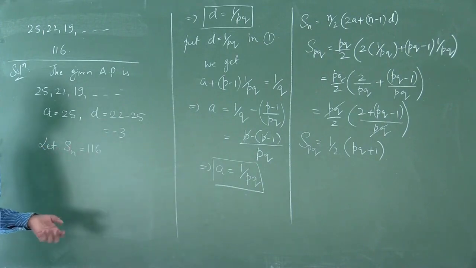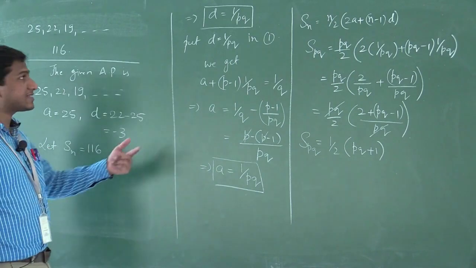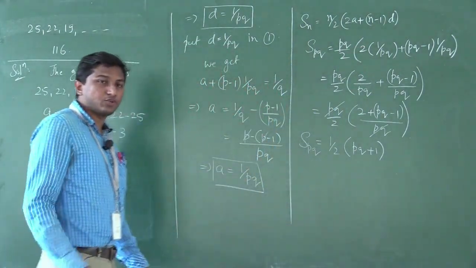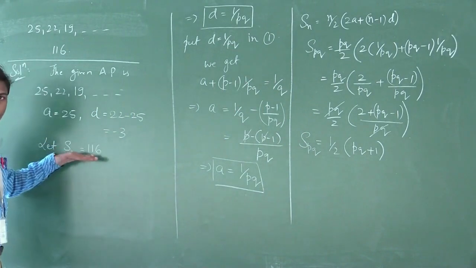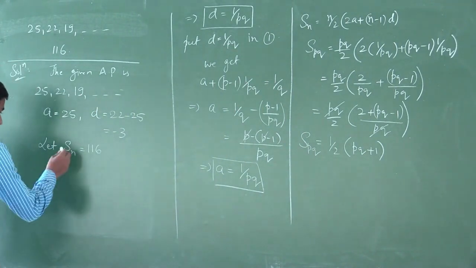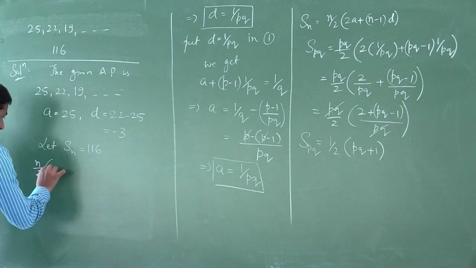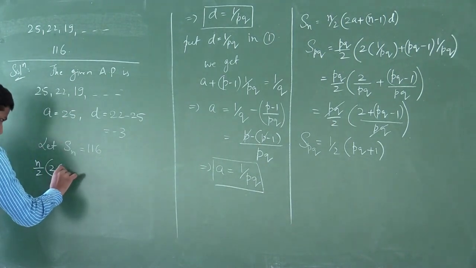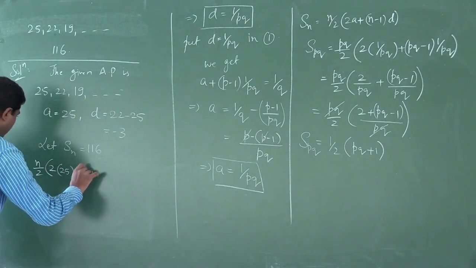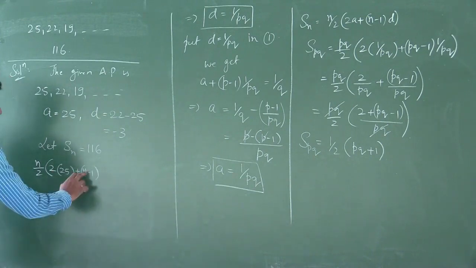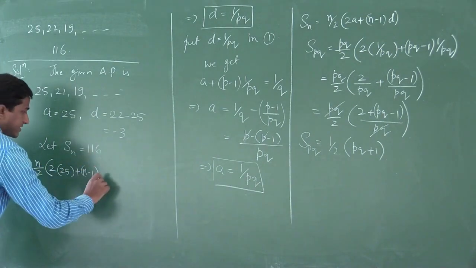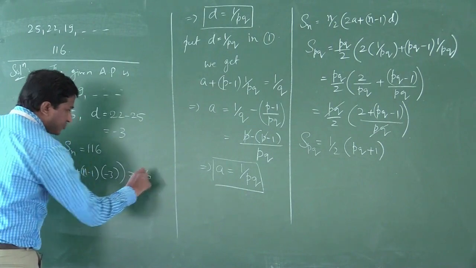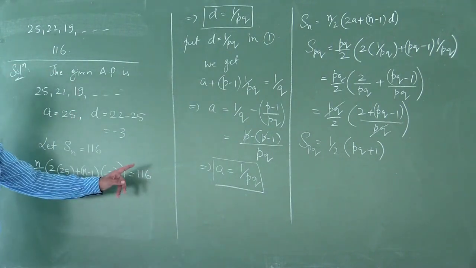So we'll use the formula of Sn again. Sn is nothing but n by 2 into 2a plus n minus 1 into d. The same formula we are going to use here. So Sn is n by 2 into 2 into a, the value of a is 25, plus n minus 1 into d. D is minus 3, equals, what is the RHS? RHS is nothing but 116.